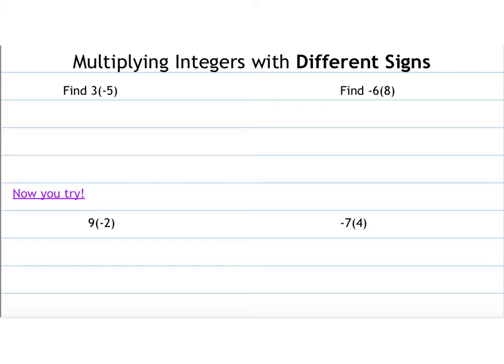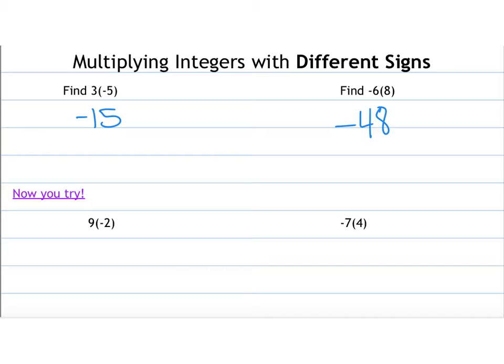Let's try some multiplying with different signs. You multiply like normal. 3 times 5 is 15. Since we have a positive and a negative, our answer is negative 15. 6 times 8, multiply like normal, that's 48. But since we have a positive and a negative, the signs are different, so our answer is negative. Pause, try the next two on your own and come back and check.